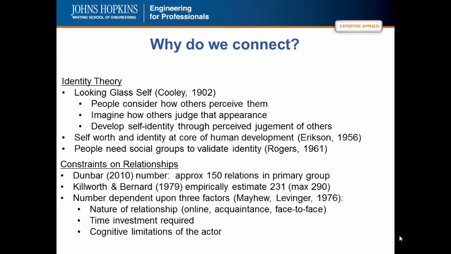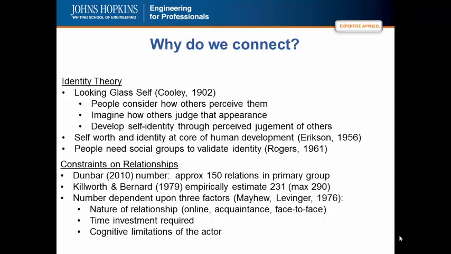Killworth and Bernard had done other studies mainly focused at informant accuracy. How accurate are people at filling out social network surveys? When people have gone back and retroactively analyzed the data they collected, they had a slightly different estimate of the size or the constraints on the number of connections you can have. They said a person can have about 231 connections on average, with a maximum in their studies of 290.